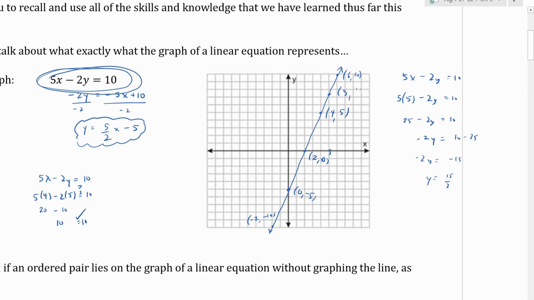So if x is 5, I can tell you the point that associates with that. There'll be an ordered pair at 5, 15 halves. That'll be a point on that line. Like, there's infinitely many points on that line. This actually is a graphical representation of all of them. Okay?